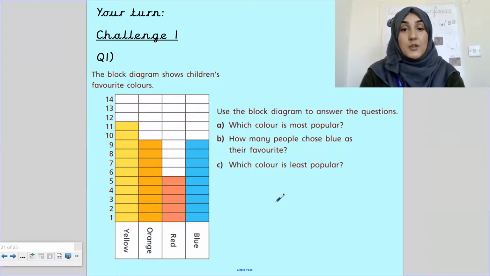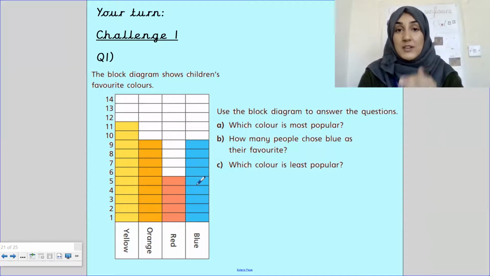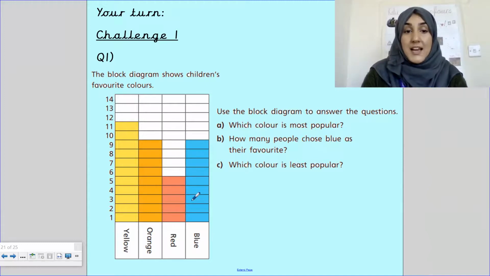Now, remember, when you're looking at how popular something is, or what is the favourite, or which one has the most and which one has the fewest or least, you look at the height of the tower. So I can tell that yellow is the tallest tower. So the most popular colour is yellow.